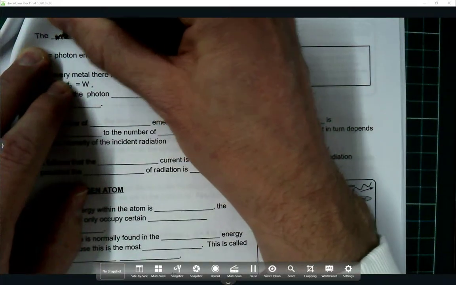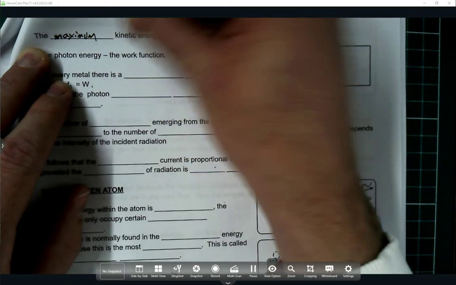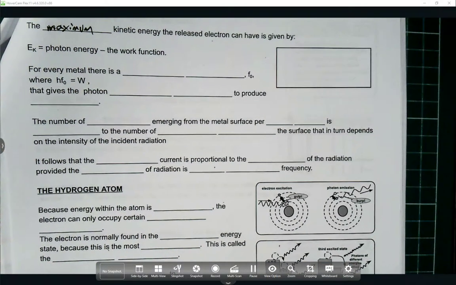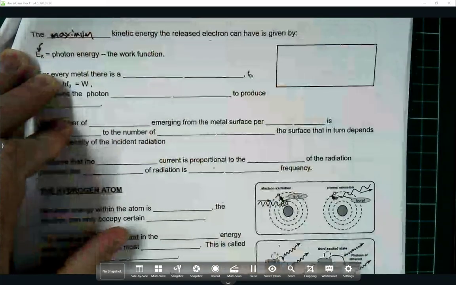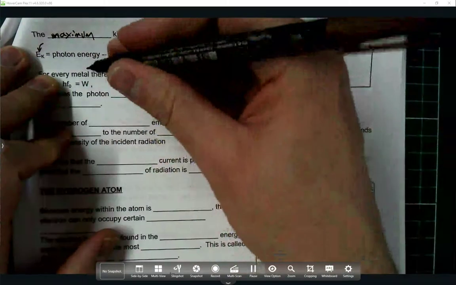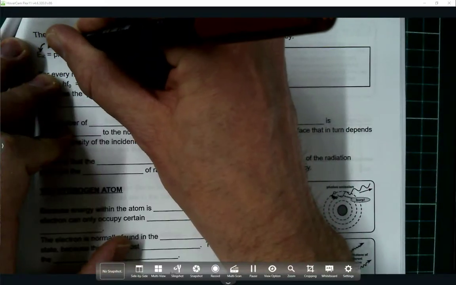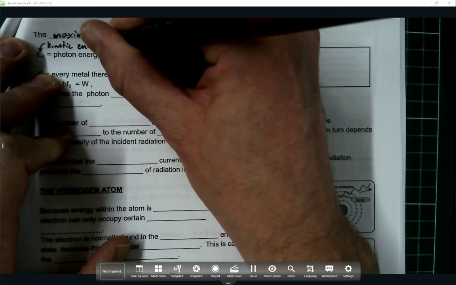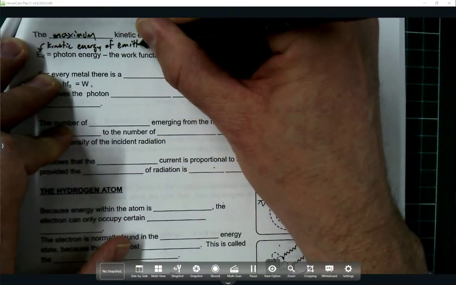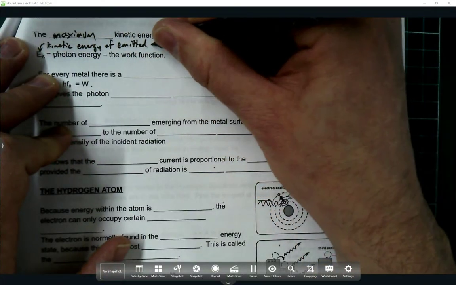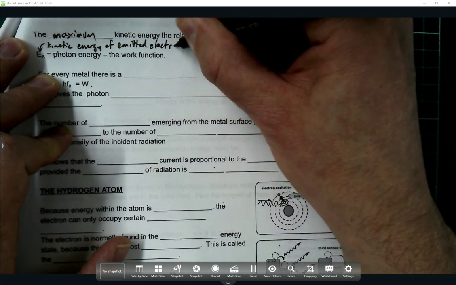Maximum kinetic energy. The released electron is going to have is given by this equation. Now, let's just make sure we know what we're talking about. This EK in this equation is the kinetic energy of the emitted electron, the electron that flies off of the metal.